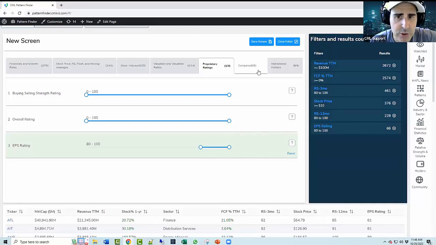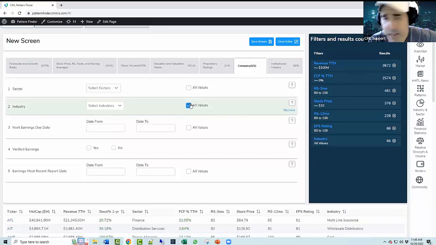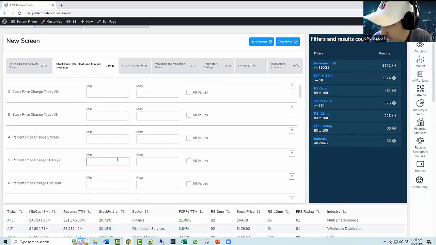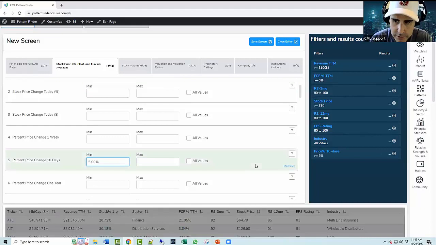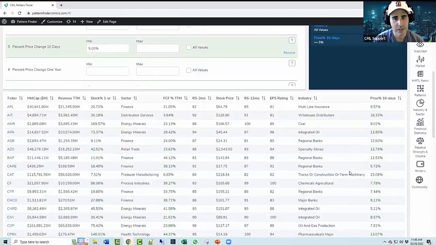I want to make sure I see what industry these are in. So I'm just going to say, just show me the industry. That's just click a button. And then finally, you know what? Let's just see companies where the stock price has been strong. So in the last 10 days, they're up a minimum of 5%. I don't know, I would like to see strength. We're down to 58 companies.